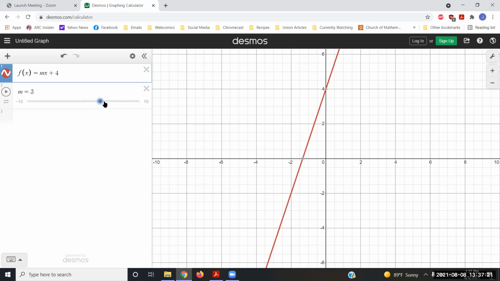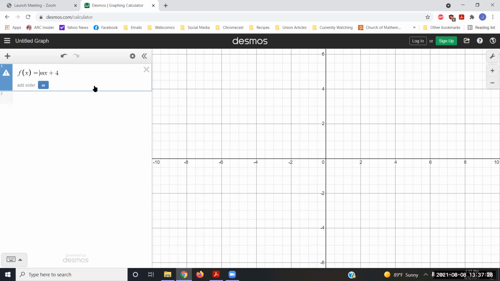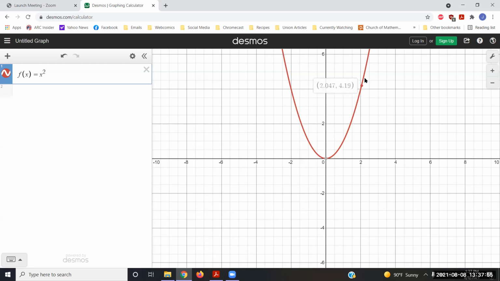Nice thing about Desmos is we could actually change what this is, and it'll show us in real time what that looks like. And so that's what it would be if it were 3x plus 4. But what if we were talking about the slope of a function like x squared? What does the slope of x squared look like? And that's something which is difficult to wrap your head around, because when we think about the slope, it's the rate of change. But in this case, the rate of change is no longer going to be a single number.